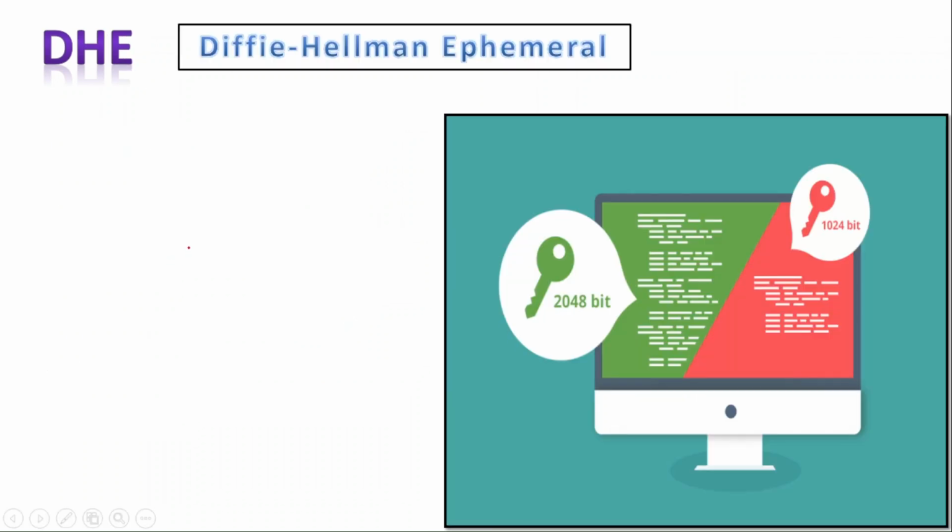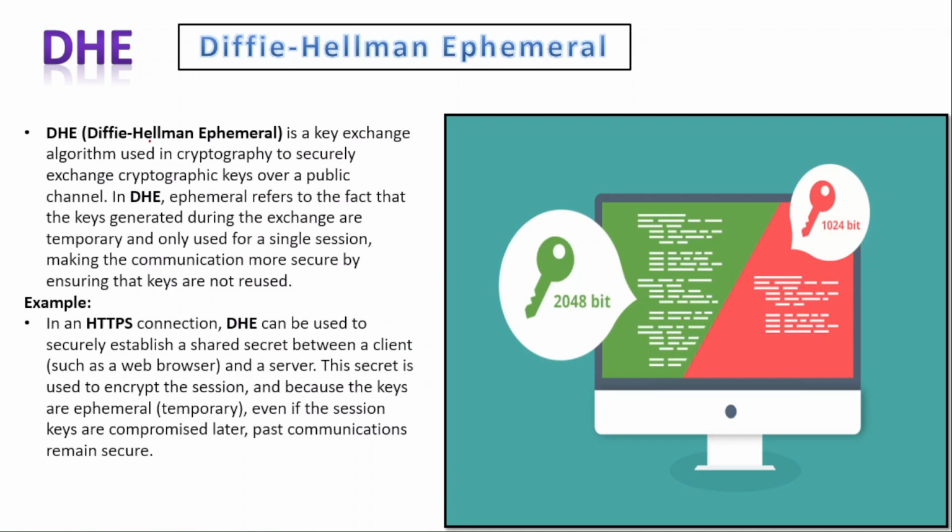DHE, that is Diffie-Hellman ephemeral. So DHE, that is Diffie-Hellman ephemeral, is a key exchange algorithm used in cryptography to securely exchange cryptographic keys over a public channel. In DHE, ephemeral refers to the fact that the keys generated during the exchange are temporary and only used for a single session, making the communication more secure by ensuring that keys are not reused.